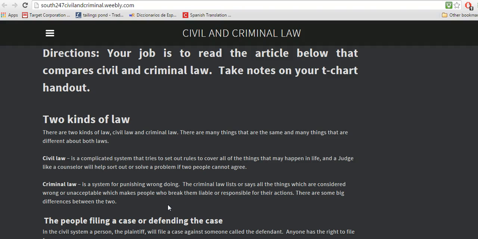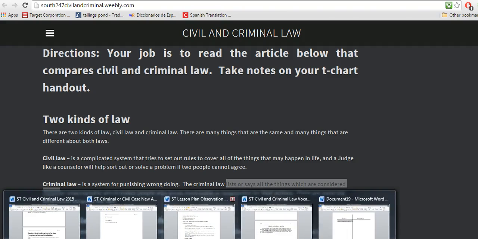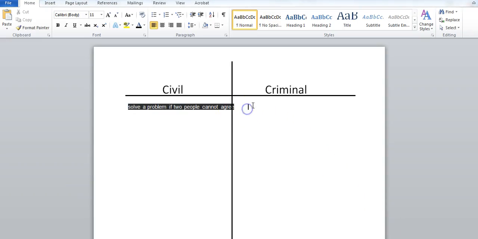Okay, so it says criminal law. Criminal law is a system for punishing wrongdoing. The criminal law lists or says all the things that are considered wrong or unacceptable, which makes people who break them liable or responsible for their actions. There are some big differences between the two. Okay, so looking at this paragraph, it says criminal law lists or says all the things that are considered wrong or unacceptable. Okay, so I'm going to put that down for criminal law.